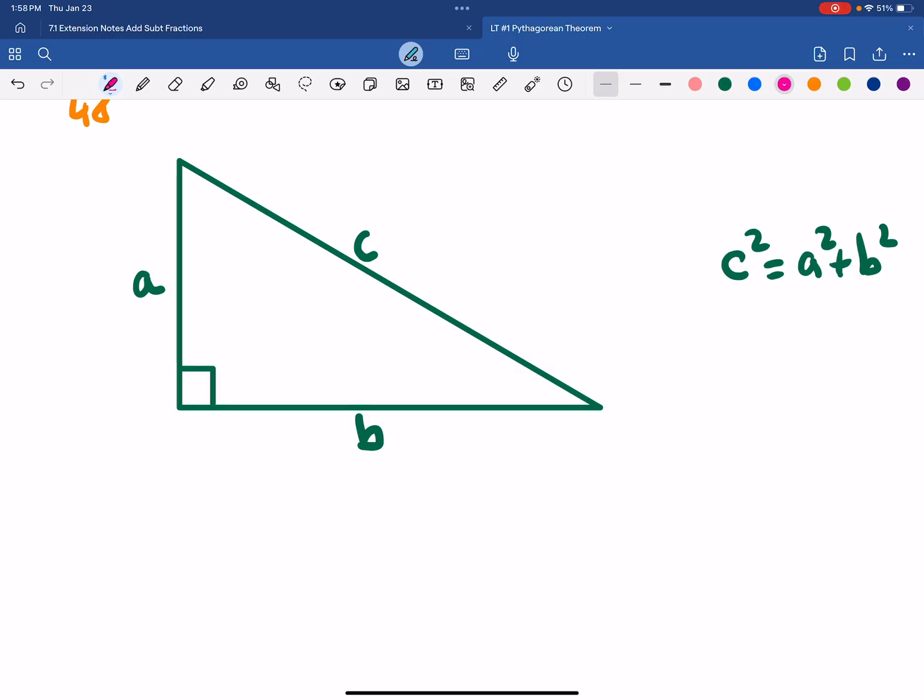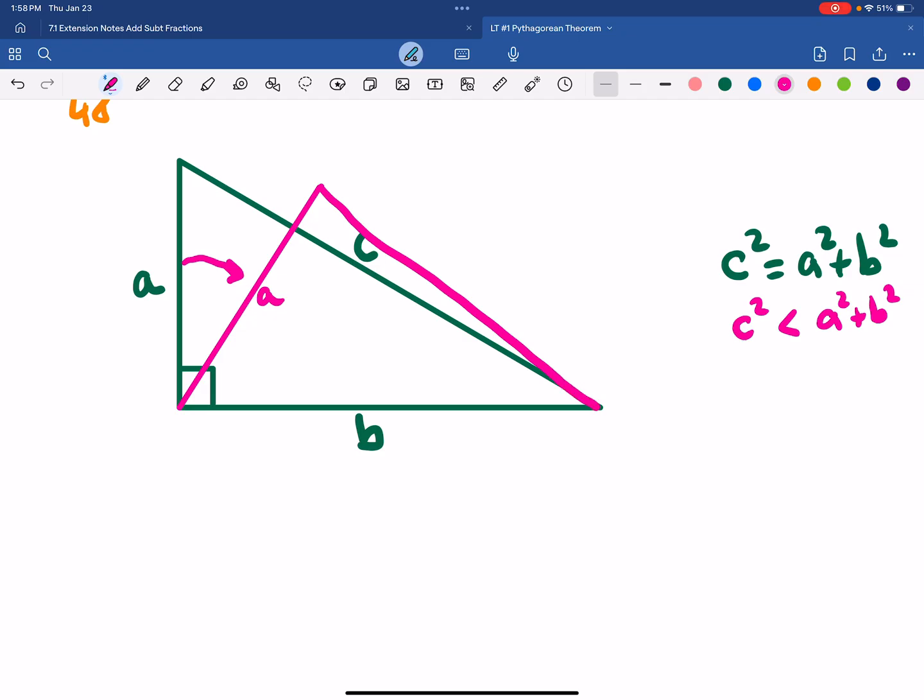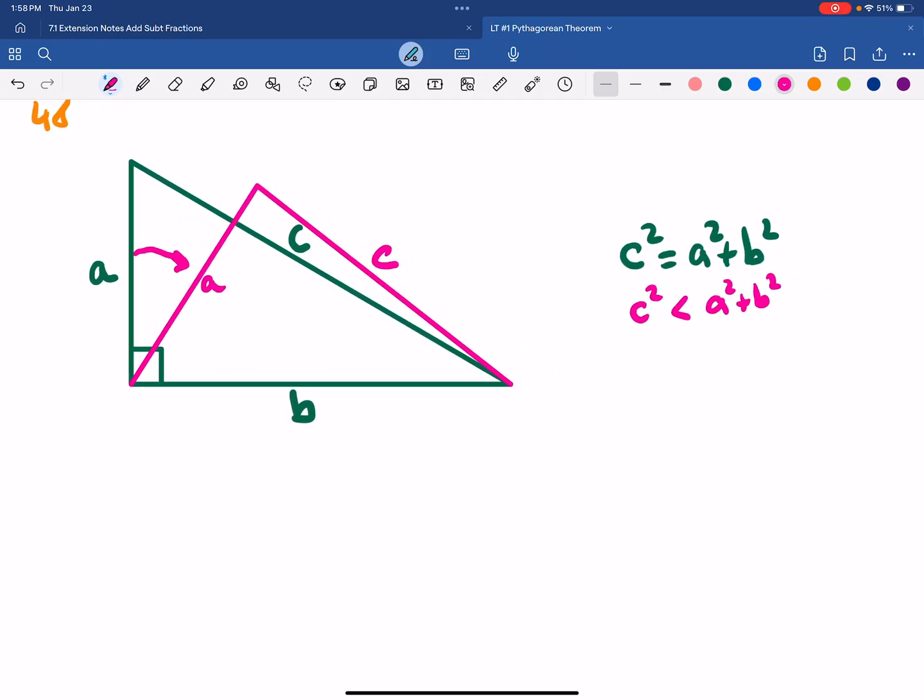But what I want to investigate now is what if C squared is less than A squared plus B squared, meaning it's not as long as this C. So what if I took A, carried it in a bit, but kept the length of A? So A is now here, and C is shorter. What does that mean? What kind of triangle is that? Well, it's not a right triangle, which this one is. This triangle is what we call an acute triangle.